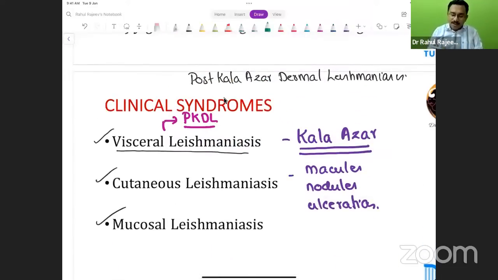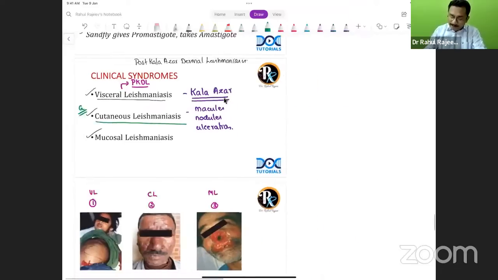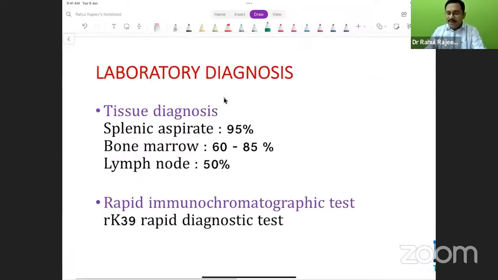MCQ. What is the most common type of leishmaniasis? Cutaneous leishmaniasis. Cutaneous leishmaniasis is the most common one. Right. Fine. Now, how do you come to a diagnosis? Now, when you think about diagnosis of leishmaniasis, remember, you've got to demonstrate it in the tissue, which means if you take an aspirate from the spleen, you can demonstrate it from the bone marrow or from the lymph node. Is lymphadenopathy very common? Not very common, but still can occur.